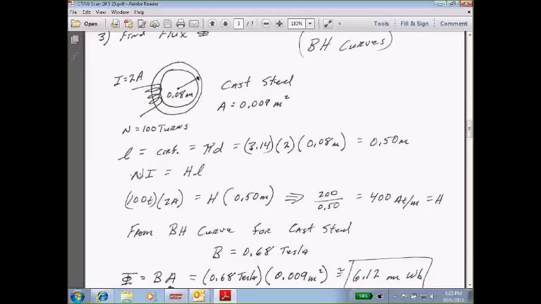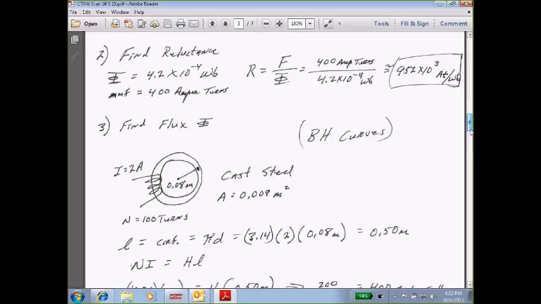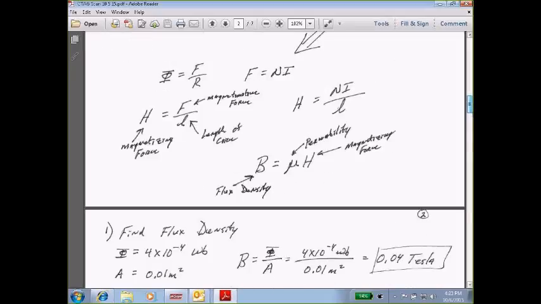Now, the number of turns times the current is equal to H times the length. So let's plug in what we know. 100 turns times 2 amps is equal to H times 0.5 meters. So 200 divided by 0.5 is 400 ampere turns per meter. That is H. Now remember what H is. Go back. H is your magnetizing force.